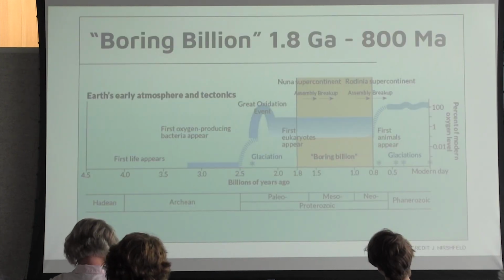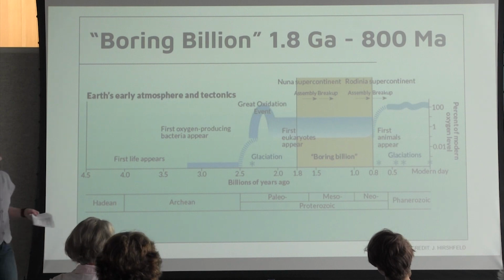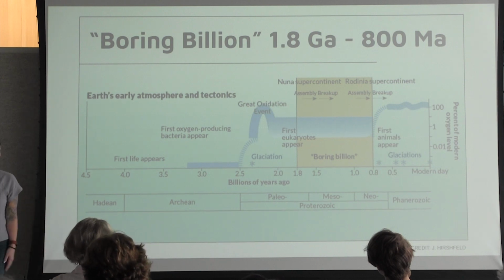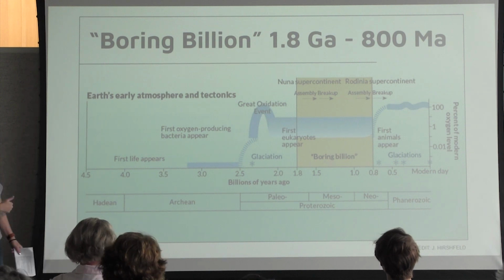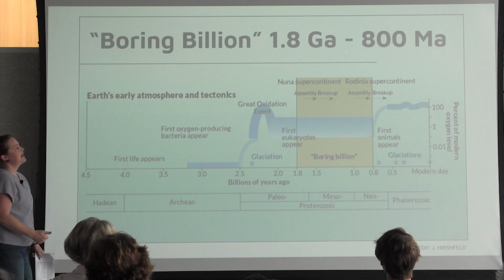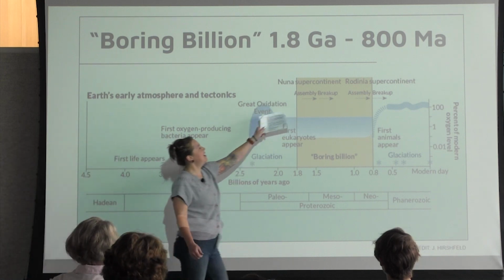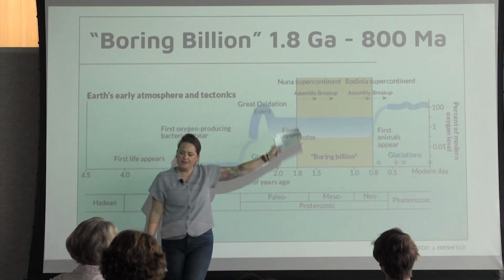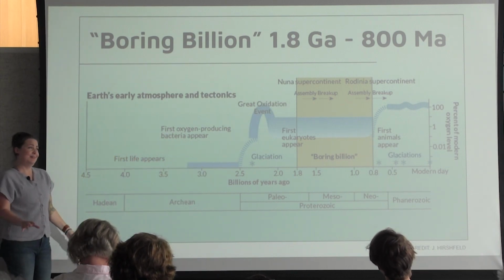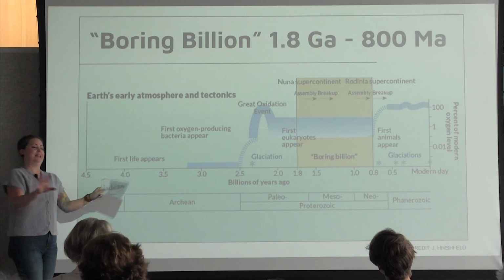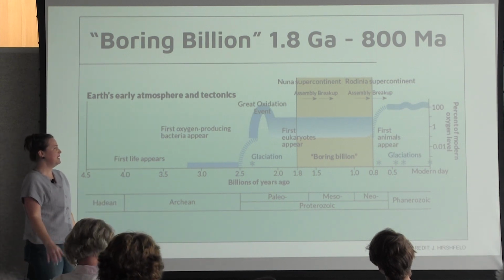So now let's move into the boring billion. It gets a bad rep. So about 1.8 billion to 800 million years ago, this is actually a time of pretty much stasis. We were kind of just chill. No major things happened. No evolutionary breakthroughs happened at this time. We do have some tectonic activity, but these continents are very, very small, and the difference between Nuna and Rodinia is pretty small. It's like they kind of just separated and then they came all back together. So it was not a big change.